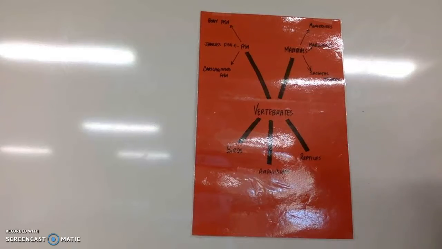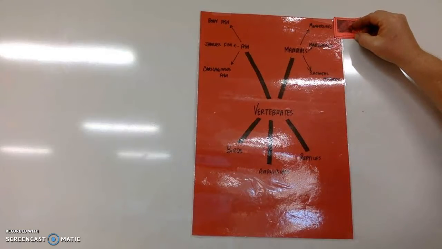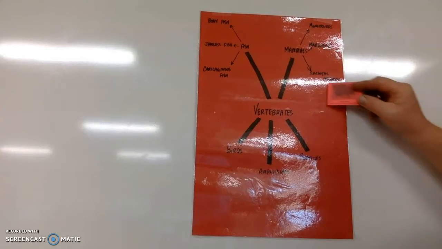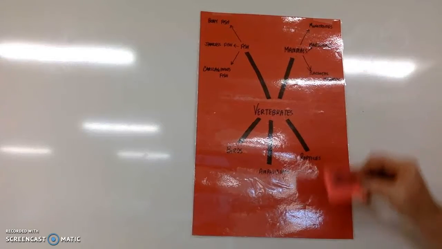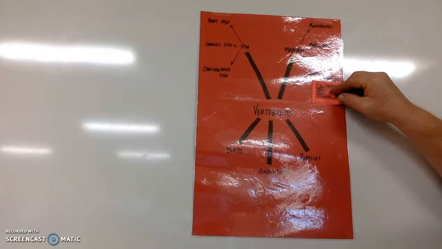A spiny anteater. They're going to lay eggs, but they feed their young, so that's going to be one of these monotremes. Hippopotamus, that's going to be a placental mammal. The young are born very well developed, and the mother feeds them milk. Live birth. A chipmunk, another placental mammal.